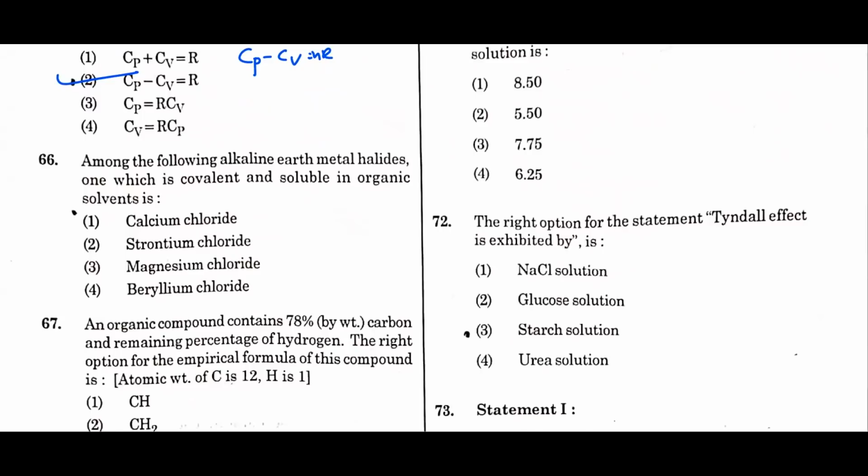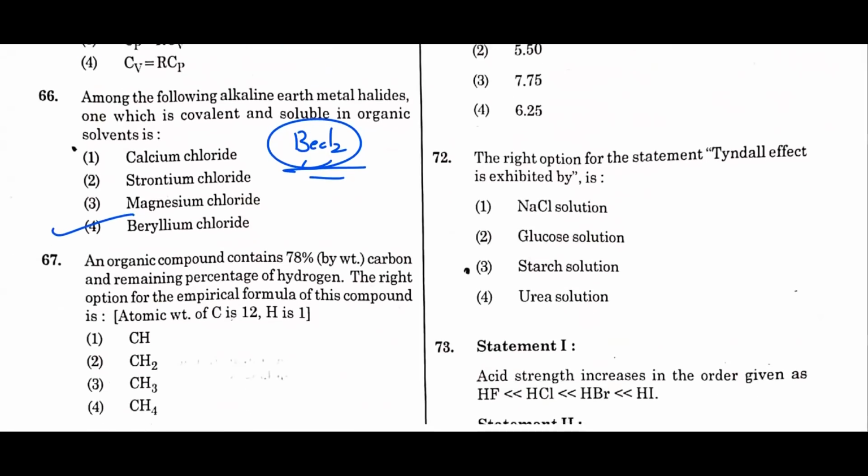Among the following alkaline earth metal halides, if you observe, beryllium chloride is covalent and it is soluble in organic solvents like alcohol and so on. Option 4 is the correct answer.